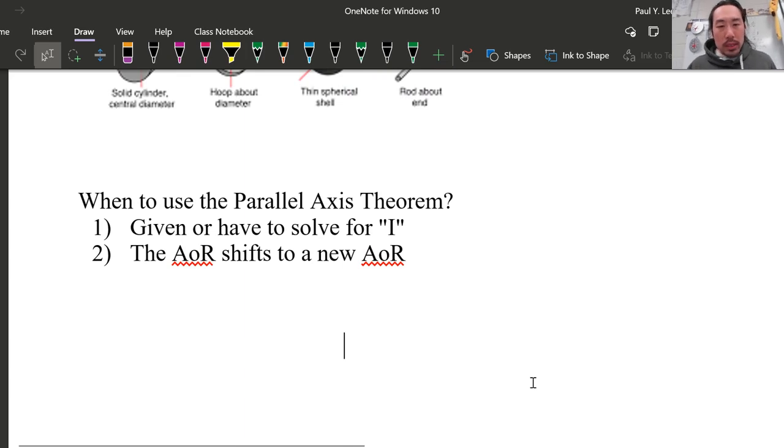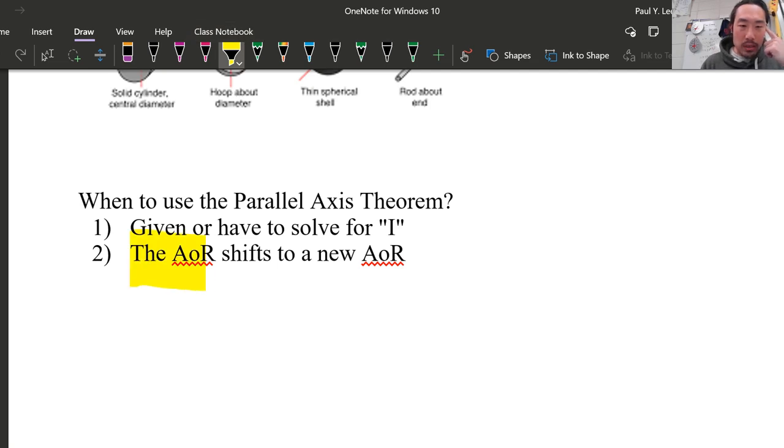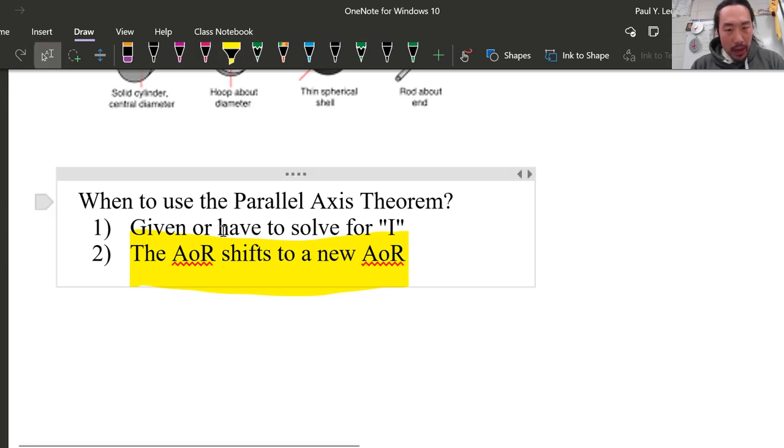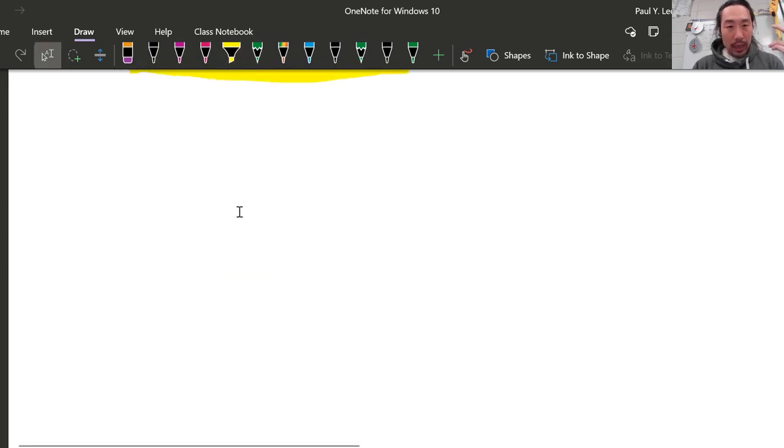So when do we use the parallel axis theorem? There are two requirements. You first need to have the rotational inertia about the axis of your initial system, so either the problem gives it to you or you solved it somewhere along the way. And the second thing, and this is the most important part, is that the problem shifts the axis of rotation to a new axis of rotation. The best way to do this is by looking at an example.